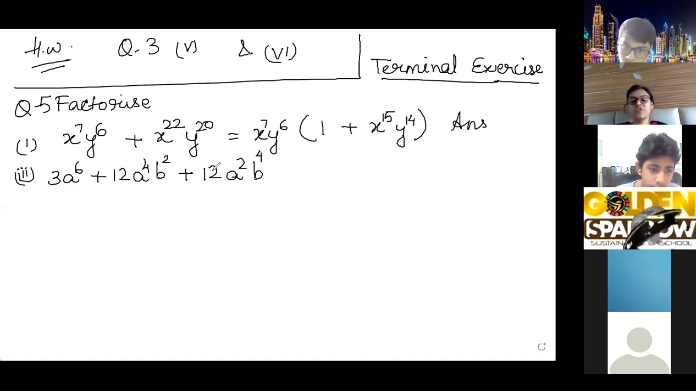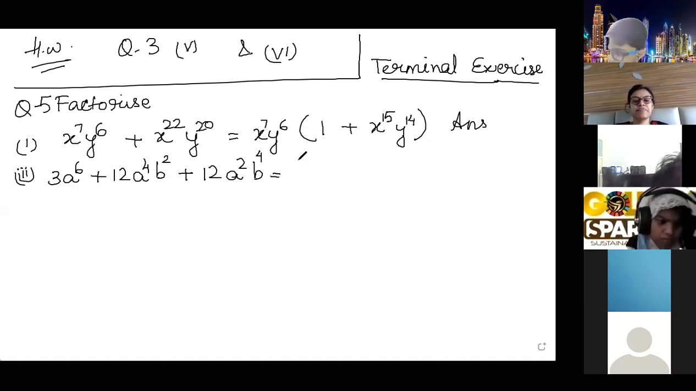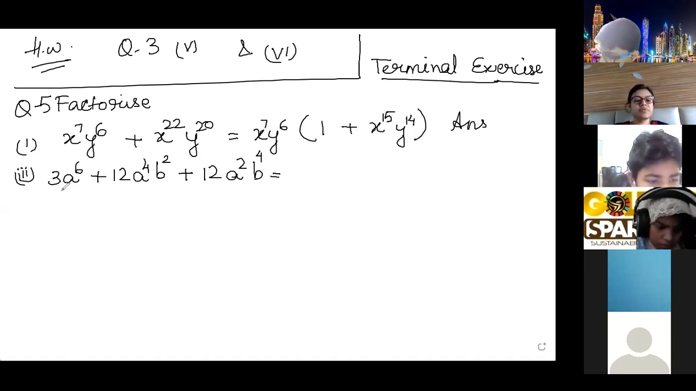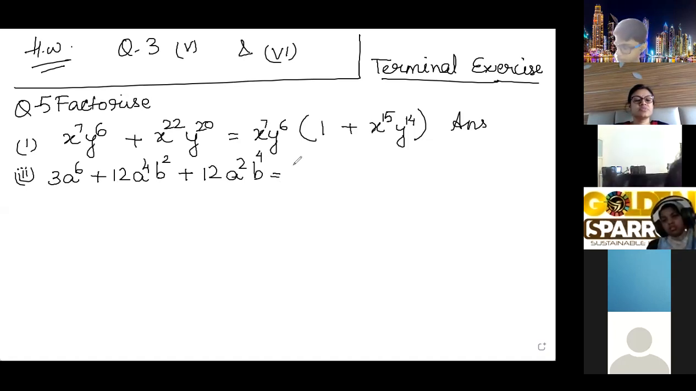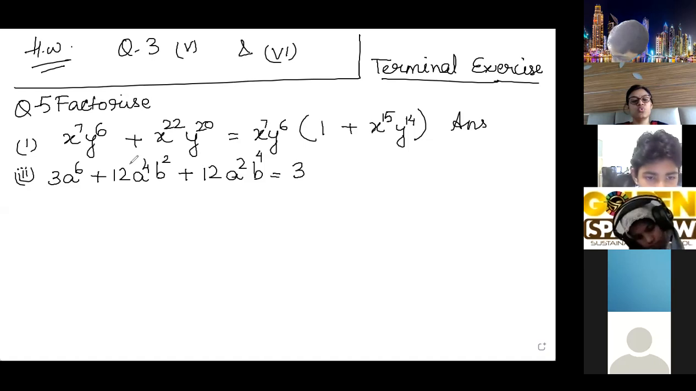What will we do first? Take out common. What will I take out common? What is common in all the 3? 3a. I think a square is common. The lower power is 2, you can see. So you can take out a square common. Lower power, the HCF, we take out common.